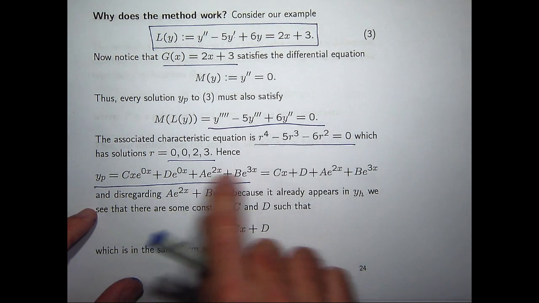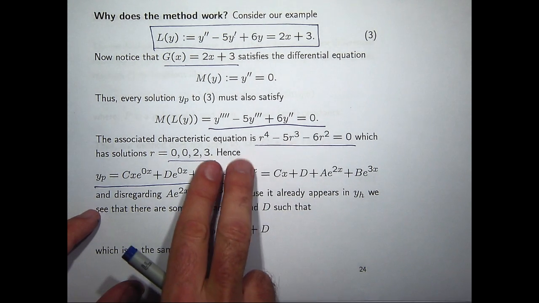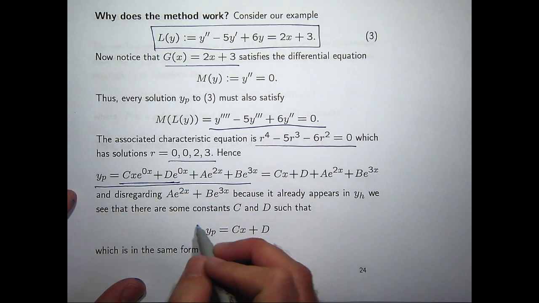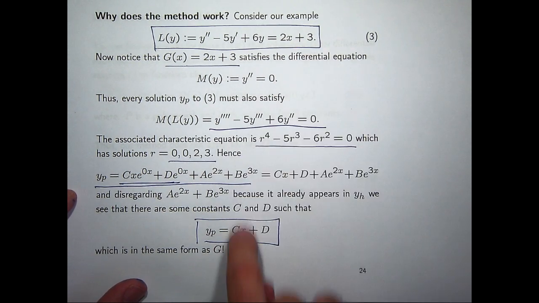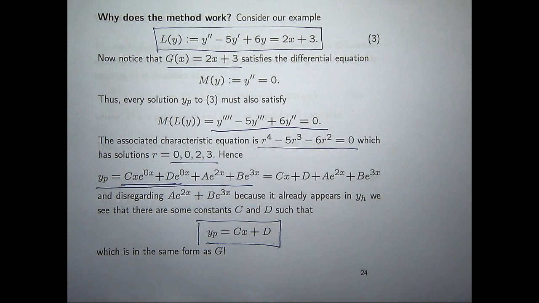Now, this and this are already in the homogeneous solution, so I can forget about those, right? So what's left? This, cx plus d. You see how that and that have the same general form? So there are constants, in this case c and d, such that you can assume a particular solution has that cx plus d form. Okay, very powerful method known as the annihilator method. Okay, you annihilate the right-hand side until it disappears.